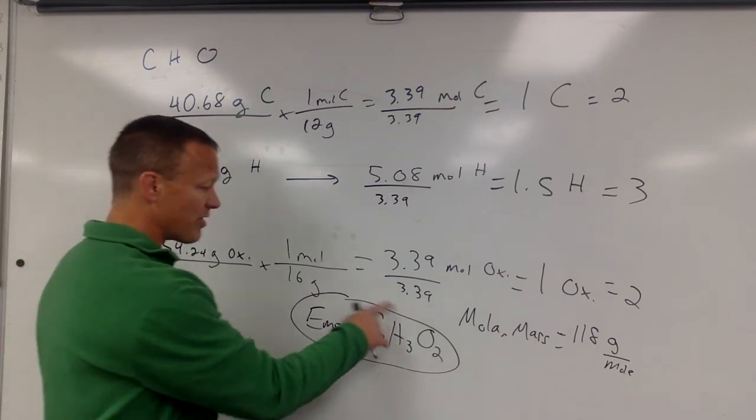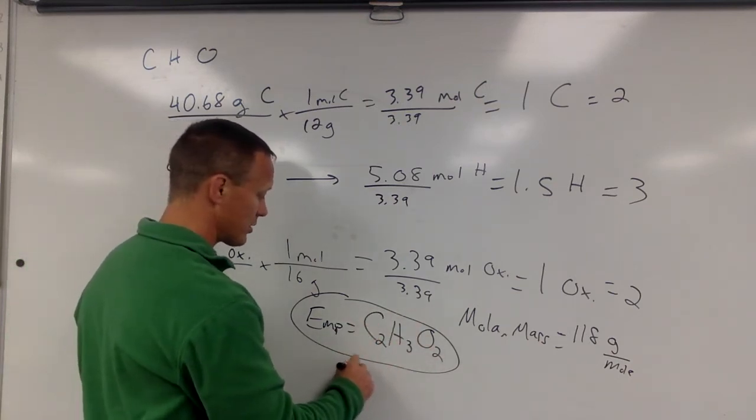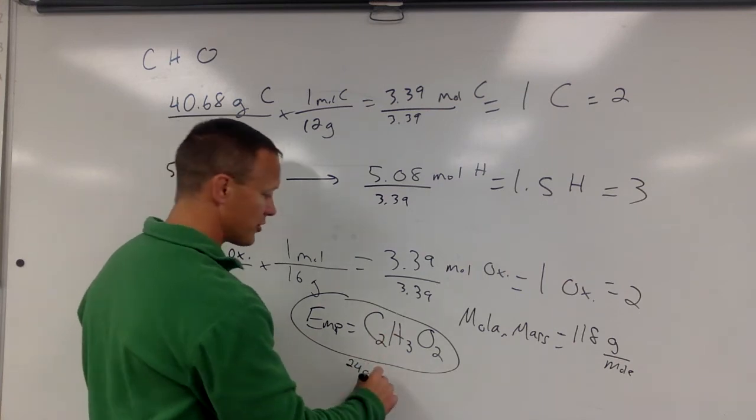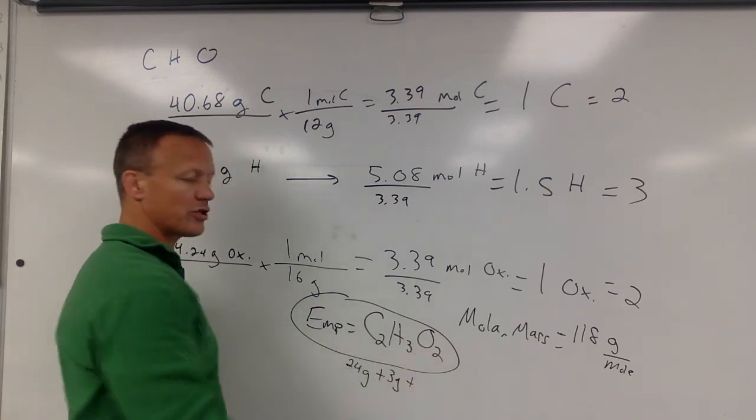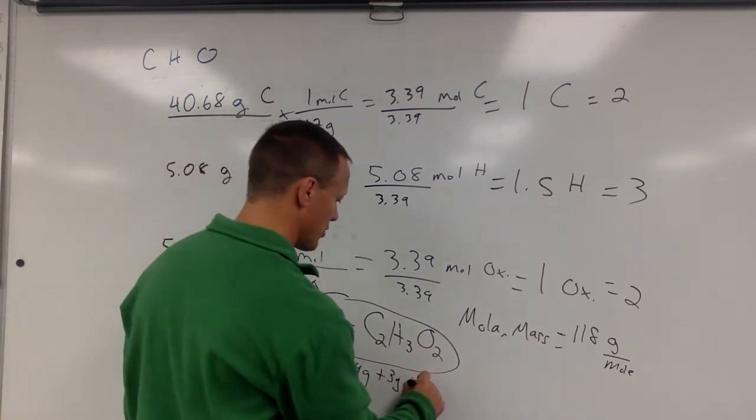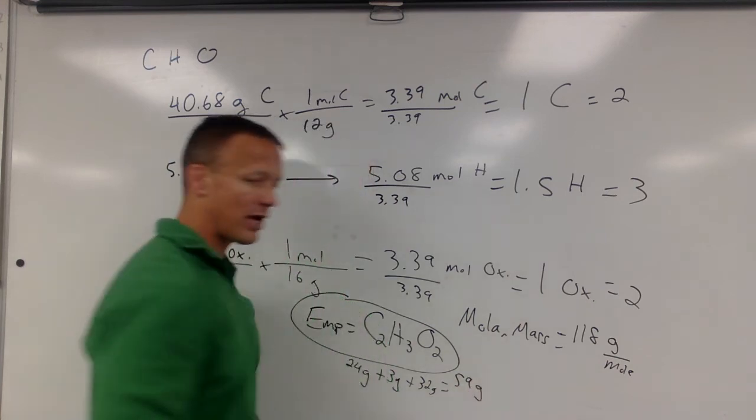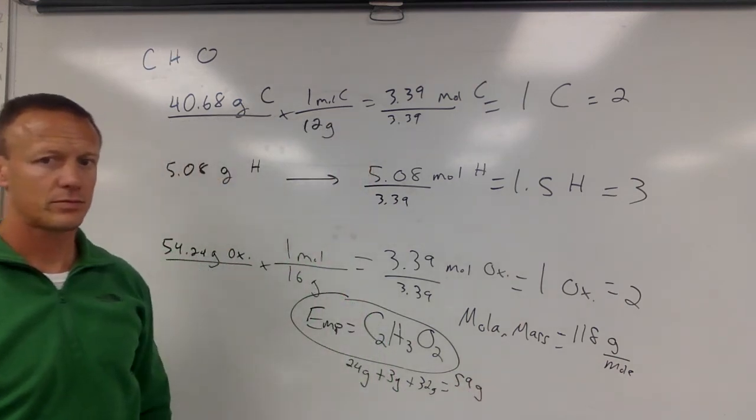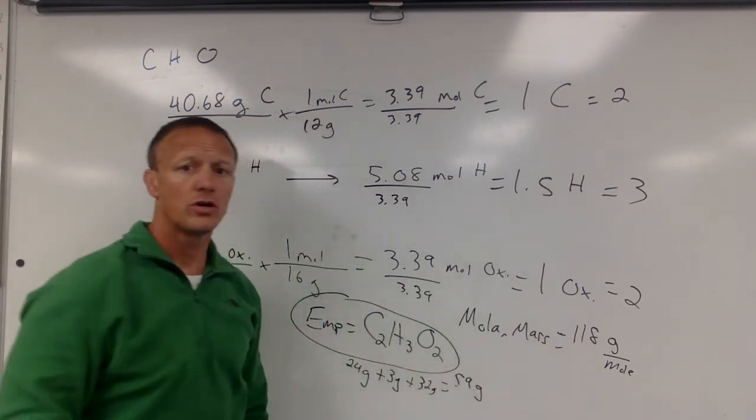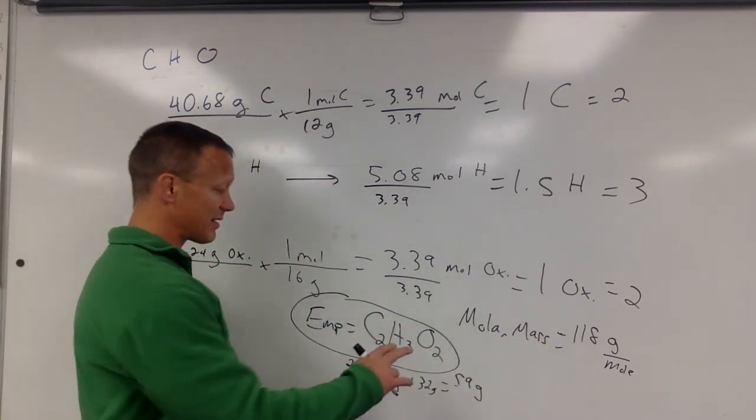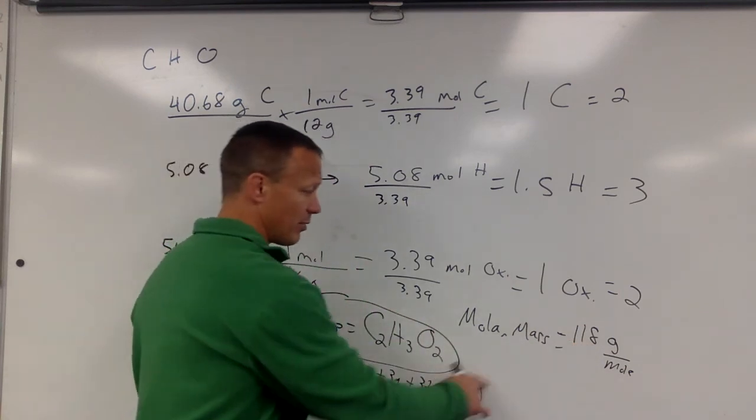So if we add up what this is for a molar mass, 2 carbons is 24 grams, plus 3 hydrogens is 3 grams, plus 2 oxygens would be 16 times 2, which is 32. If we add those up, it's 59 grams, which is exactly half of that. So the molecular formula would be this doubled to get to 118, because 59 doubled gives us 118.